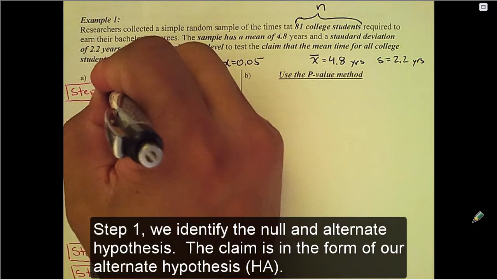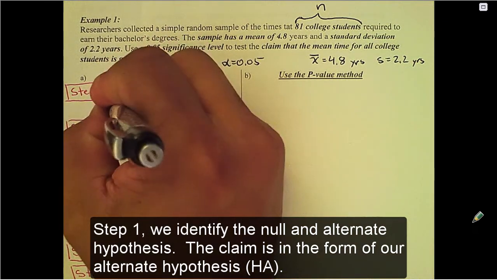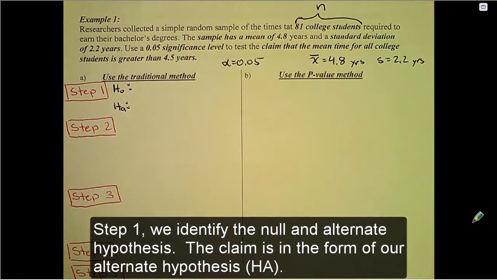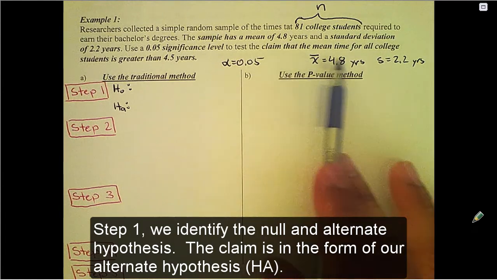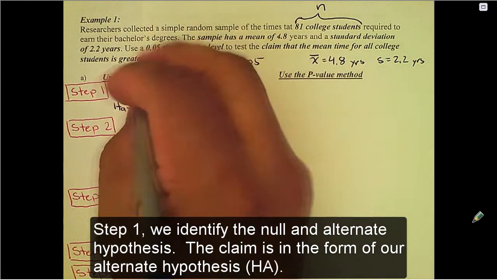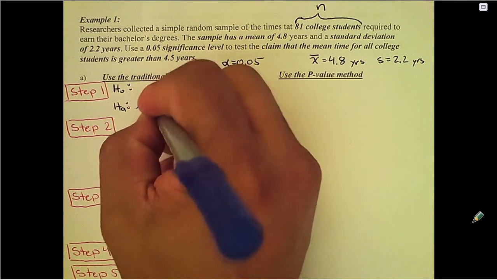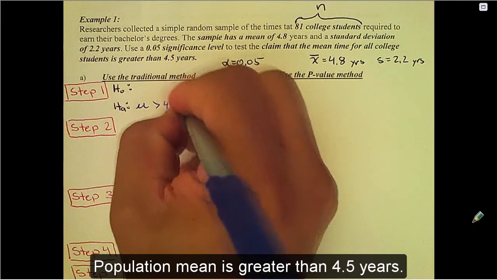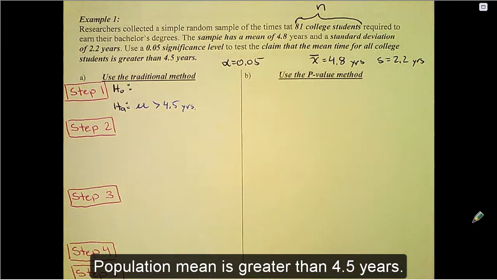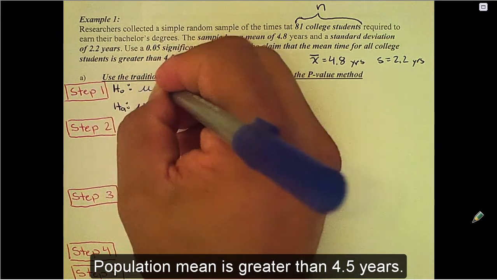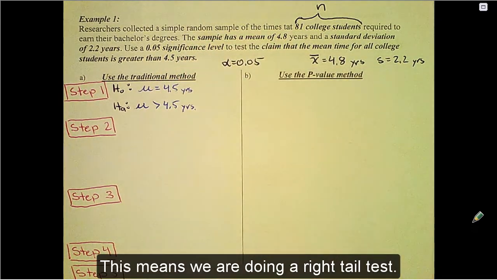Step 1, we identify the null and alternate hypothesis. The claim is in the form of our alternate hypothesis, HA. Population mean is greater than 4.5 years. This means we are doing a right tail test.